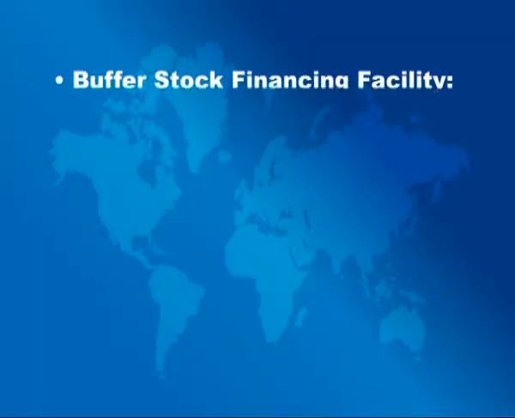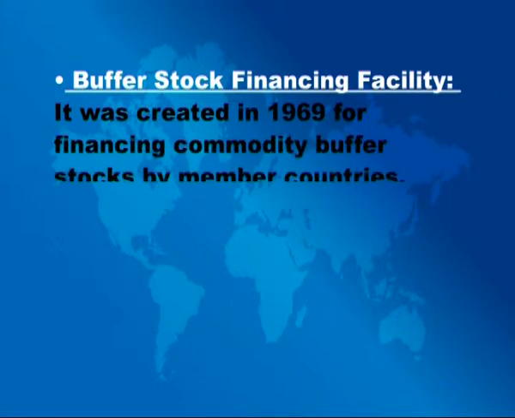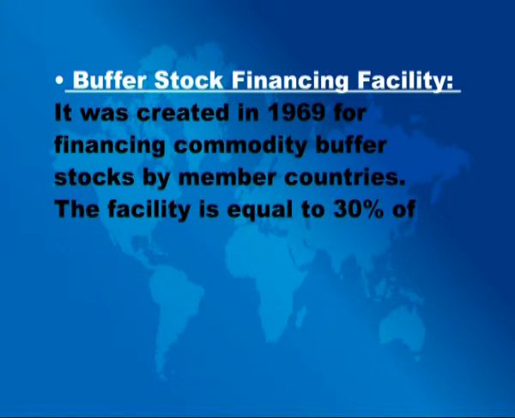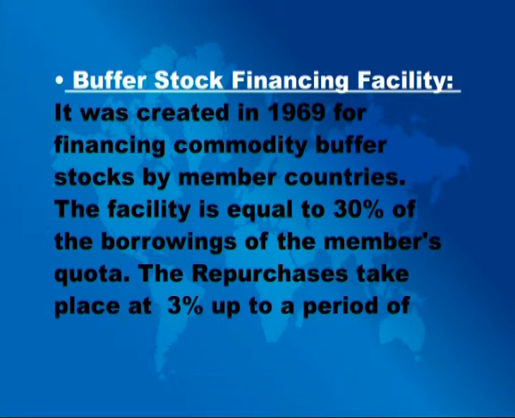It is availed by developing countries and is based on two things, that is the performance criteria and the drawing installments. The buffer stock financing facility was created in 1969 for financing commodity buffer stocks by the member countries. The facility is equal to 30% of the borrowings of the member's quota, and the repurchases take place at 3% up to a period of 5 years.